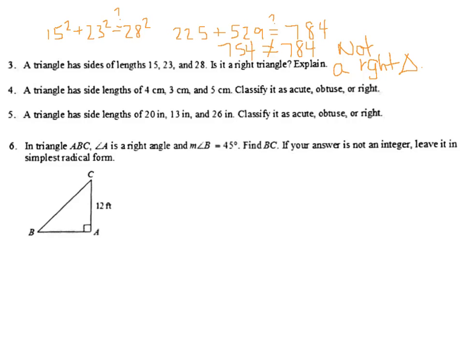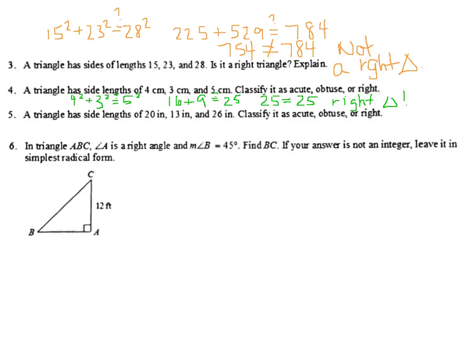Number 4 is similar. It says you have a triangle with side lengths 4, 3, and 5 centimeters. Classify it as acute, obtuse, or right. So again, I'm going to do the Pythagorean theorem, but I need to compare these values. So I've got 4 squared plus 3 squared. I want to know, what's the relationship? Is it equal? Is it going to be less than or greater than 5 squared? So I get 16 plus 9. It's going to be some relationship to 25. And when I do my math, I find that 25 is what is equal on both sides, so this is a right triangle.